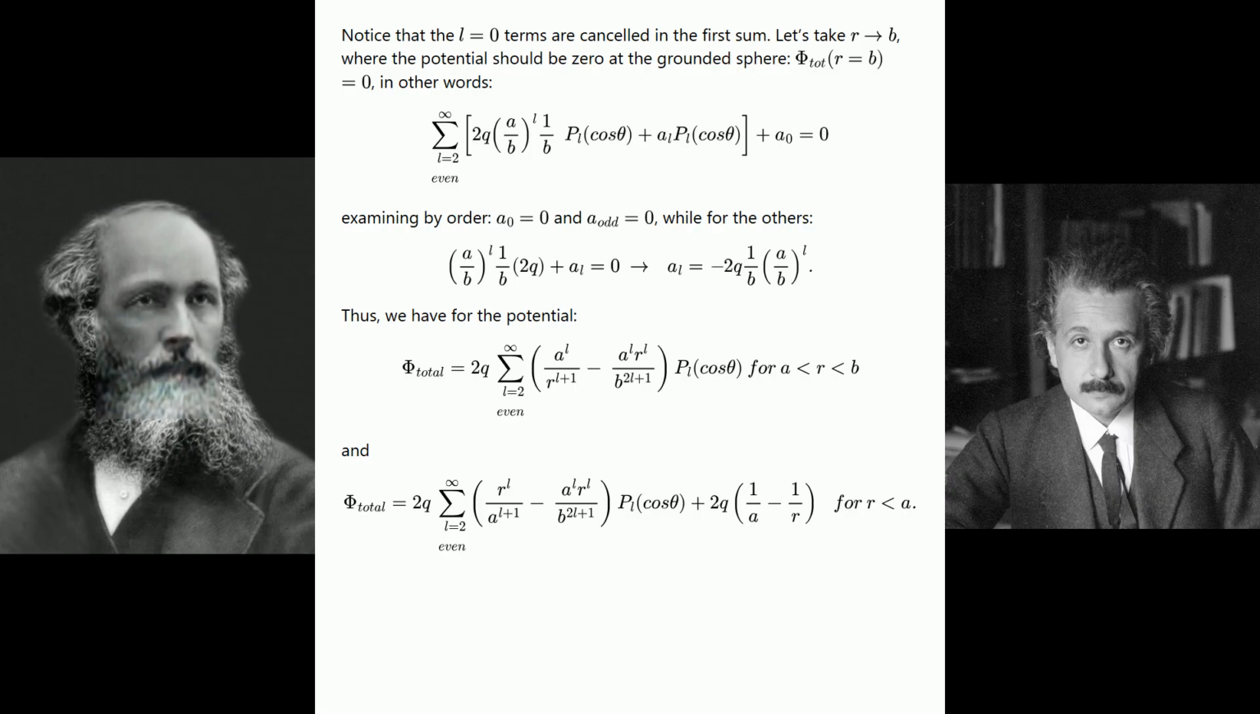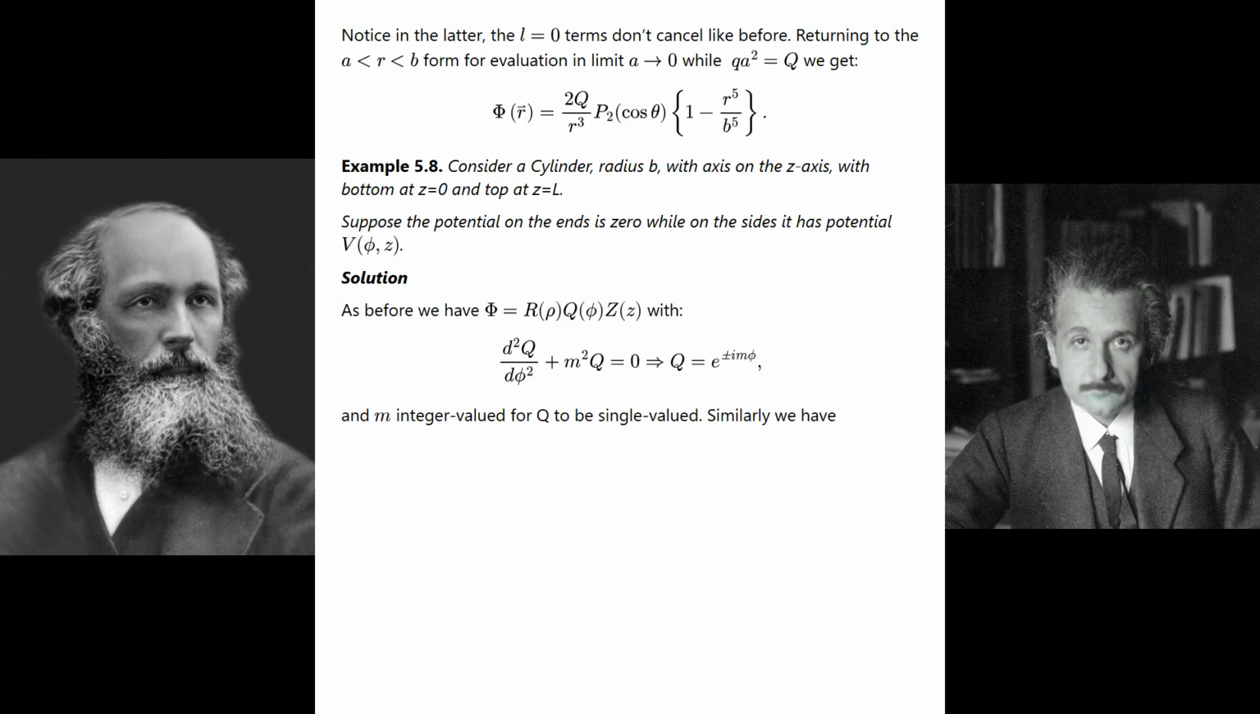Examining by order, A sub 0 equals 0 and A sub odd equals 0, while for the others, see the equation. Thus, we have for the potential, see the equation shown, and see the equation. Notice in the latter, the L equals 0 terms don't cancel like before. Returning to the a less than r less than b form for evaluation in the limit a goes to 0 while qa squared equals Q we get, see the equation shown.